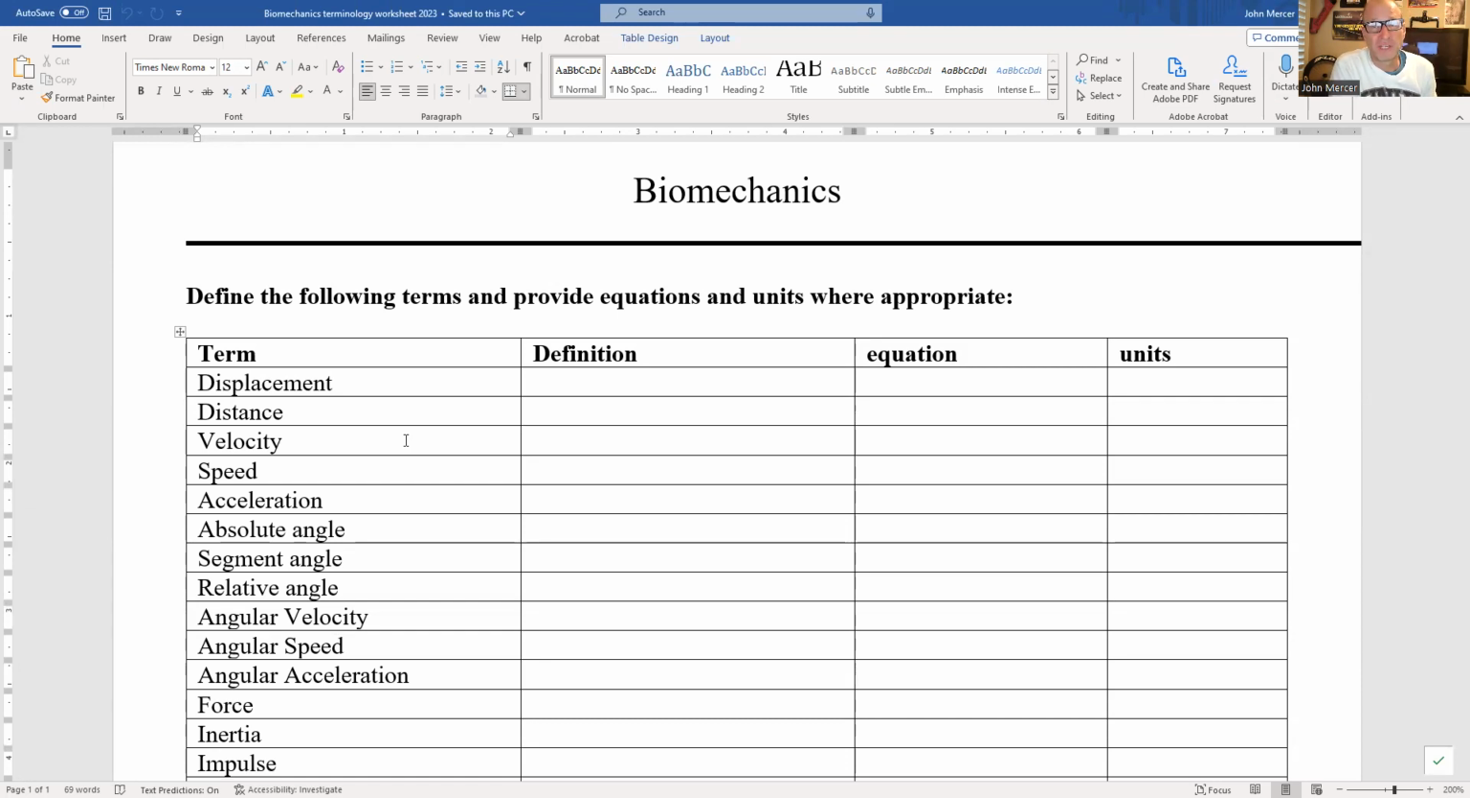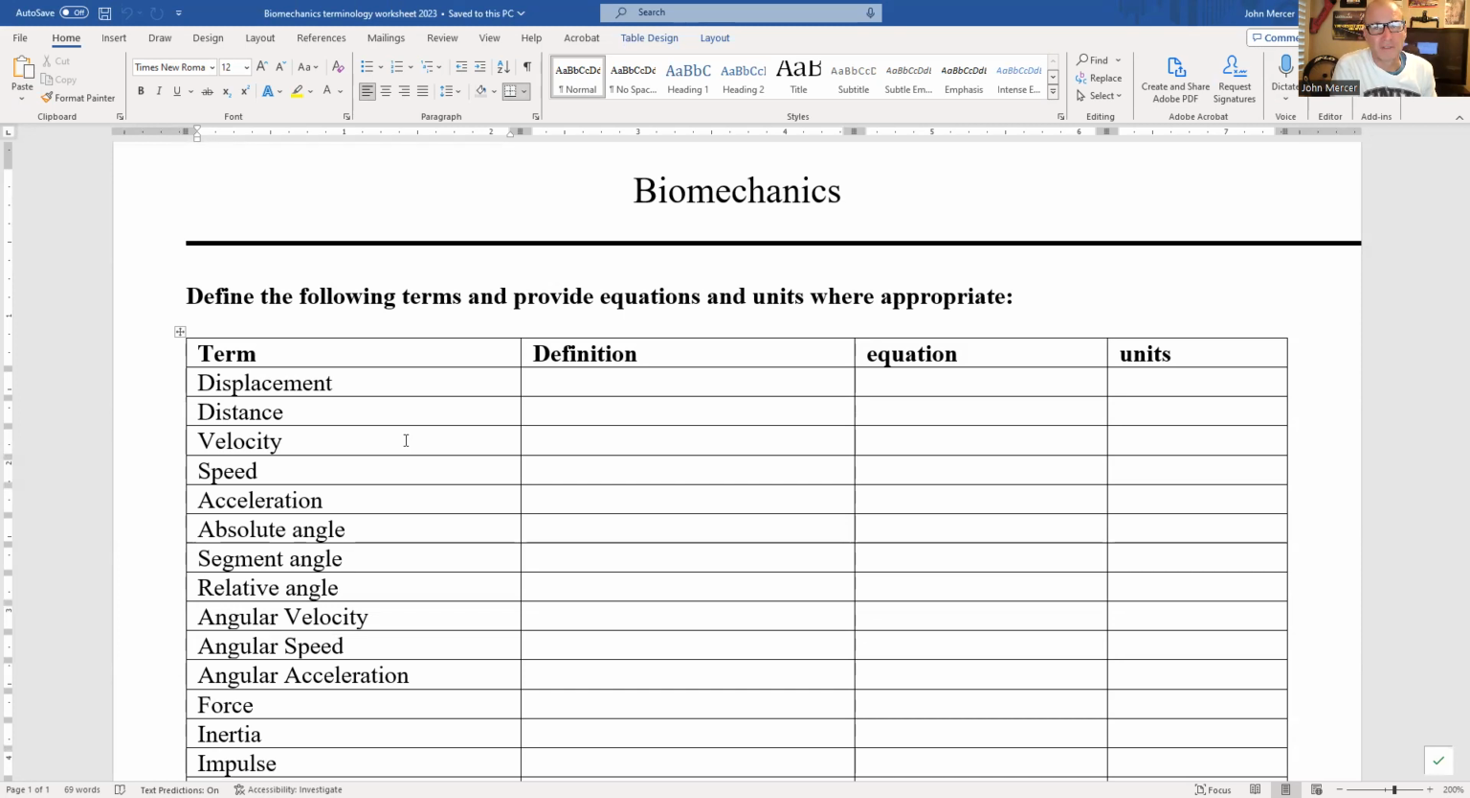Velocity is rate of change of displacement, how fast position is changing. The equation is V equals delta S over delta T, final position minus initial position, divided by the change in time. Units are any units of length over any units of time. So meters per second, meters per minute, miles per hour, kilometers per hour, any units of length over any units of time. Velocity is a vector, and it's represented by magnitude and direction.